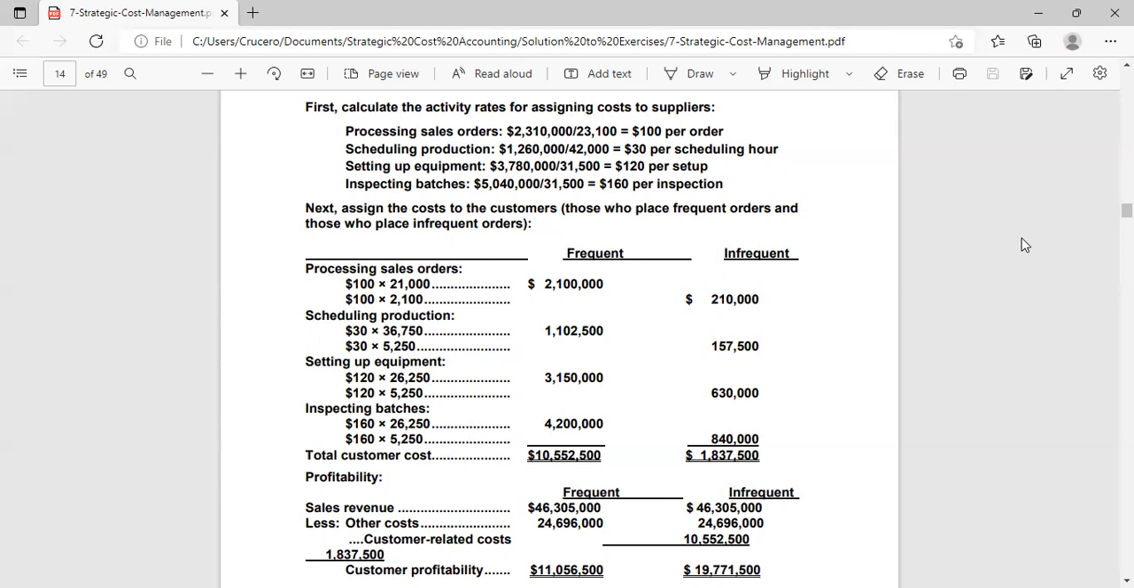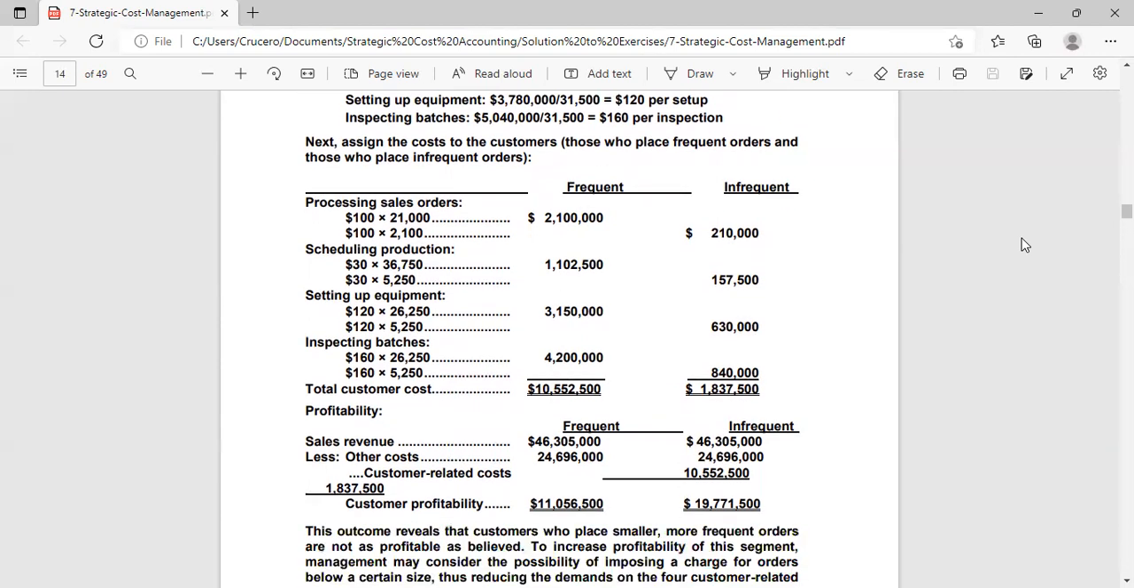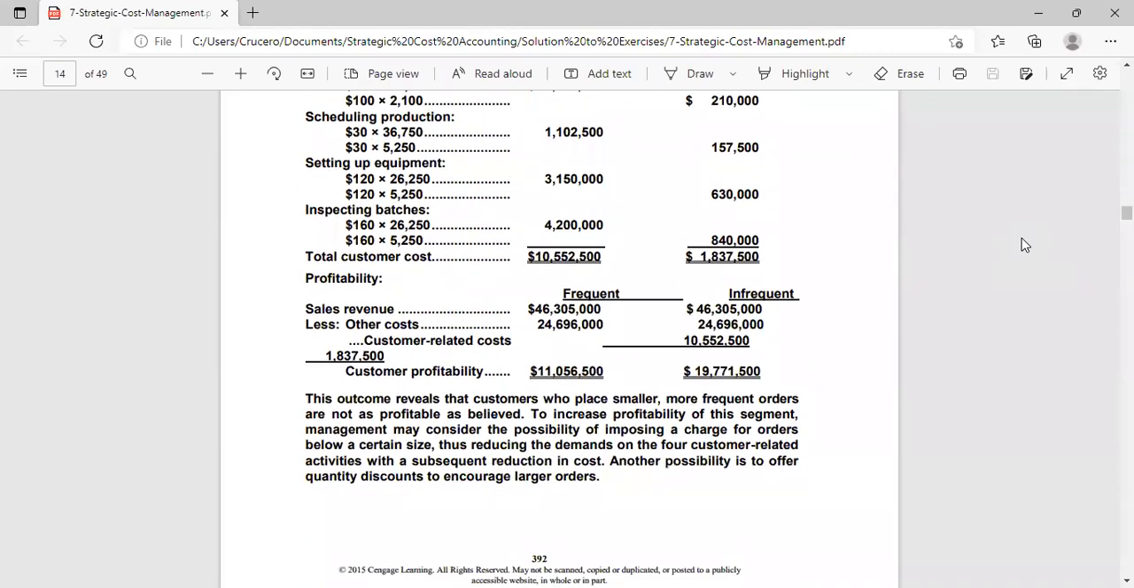So we now get the total customer cost for the frequent orders, 10,552,000, and only 1,837,500 for the infrequent orders. So the total of the two is 12,390,000. So now we compute the profitability. For the frequent orders, the sales revenue for both is 46,305,000, and we deduct other costs.